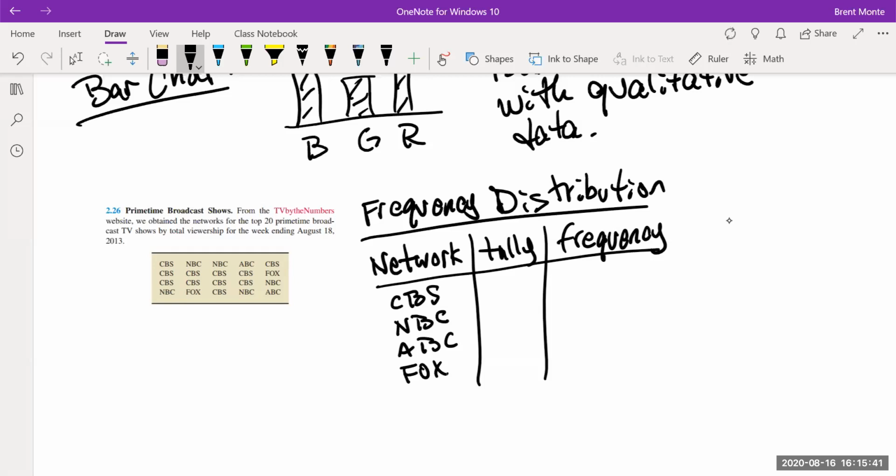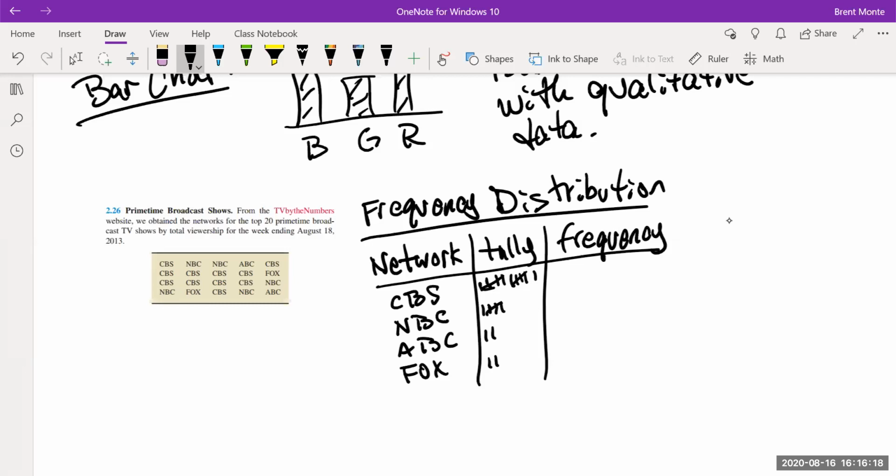So let's go across the row. I'm going to go CBS, there's one, NBC, there's one, NBC, there's another one. Those are my tallies. ABC, there's one, CBS, there's one, CBS, there's another one. CBS has three more. We'll make that a 5. One more for CBS. Fox has one. 1, 2, 3, 4 more CBS. 1, 2, 3, 4 more CBS. NBC, NBC, Fox, CBS, NBC, ABC.